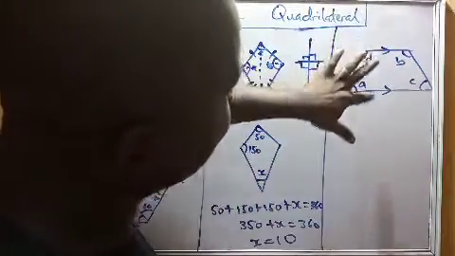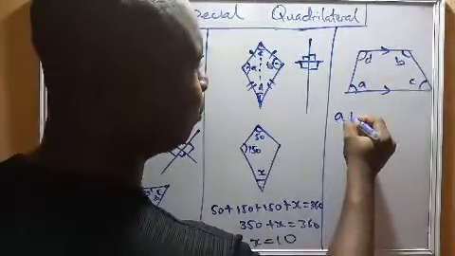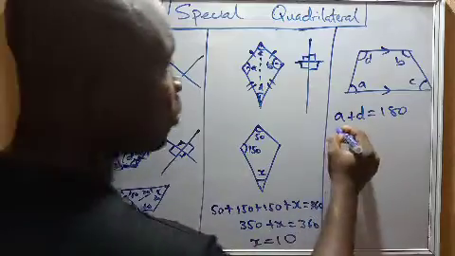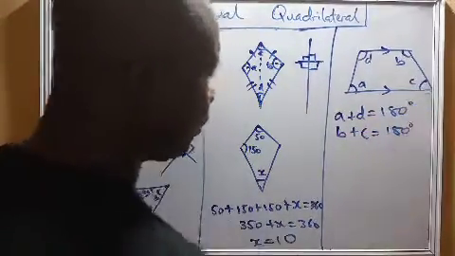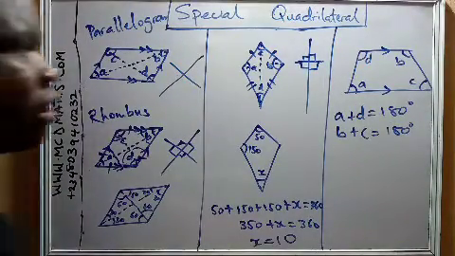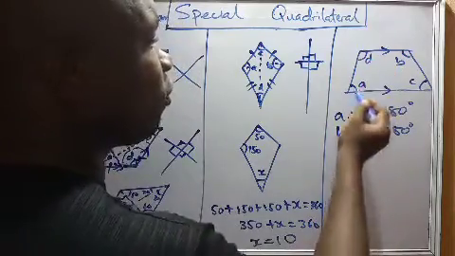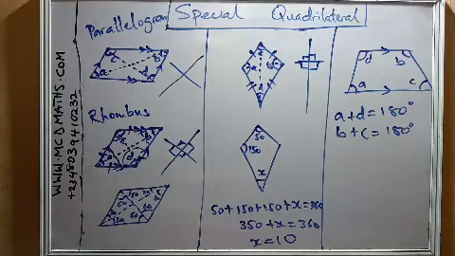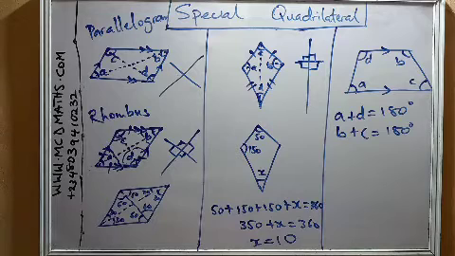The feature you must understand about the parallel lines is that they form co-interior angles. A plus D is equal to 180. Also, B plus C is equal to 180 degrees. So if you are told that this is 150, of course you know that this will be 30 for the two of them to add up to 180 degrees. The same thing applies to that part.